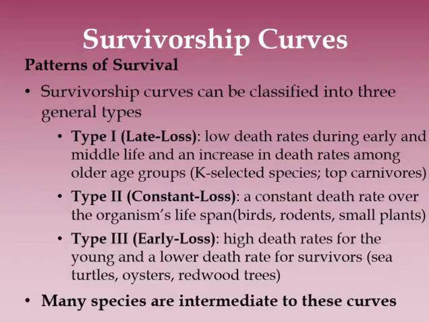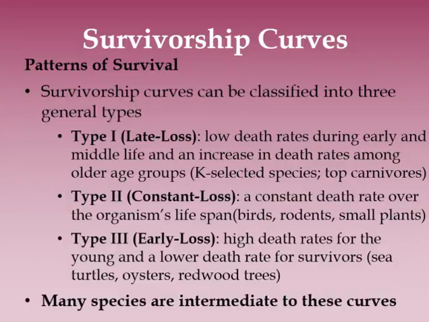Survivorship curves. So let's talk about them. A survivorship curve demonstrates a species' relative ability to survive through their lifespan. There are 3 basic curve types. The first is type 1, or a late loss curve. This is a survivorship curve demonstrated by K-selected species.